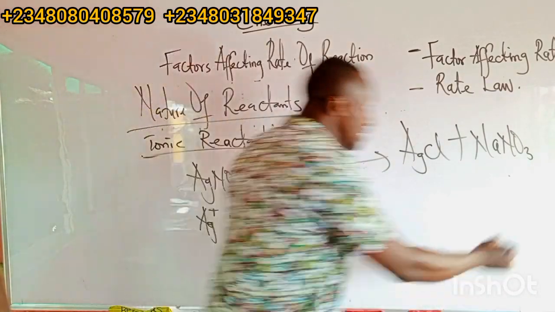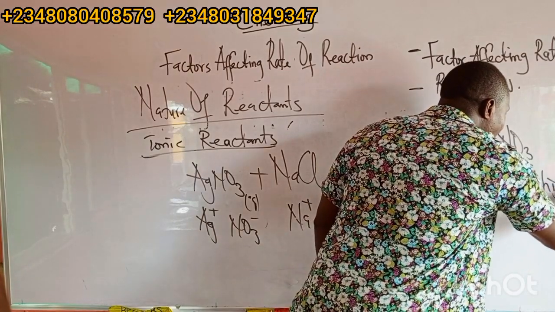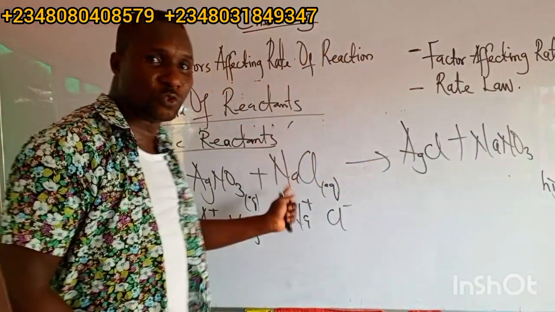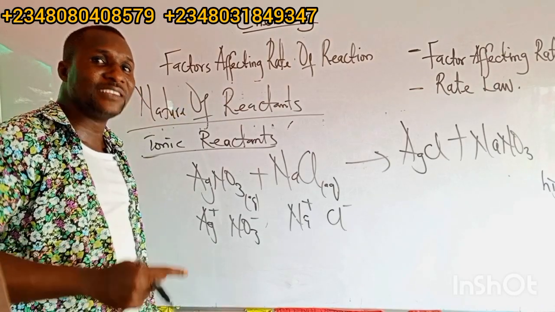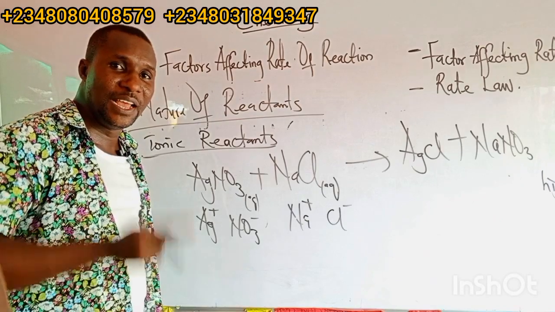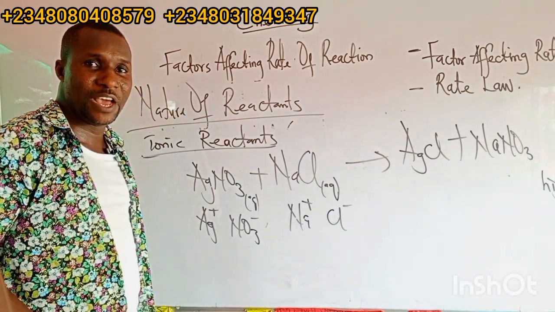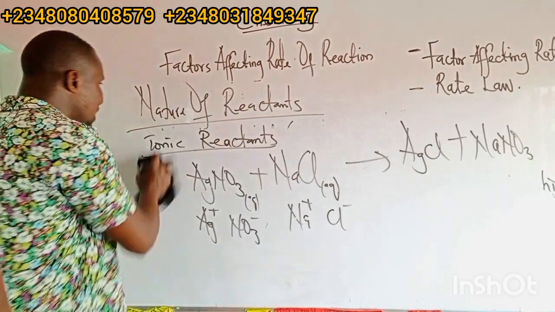This reaction has a high rate of reaction compared to the first one I wrote. Ionic reactant has a higher rate of reaction compared to what? Covalent reactant or molecular reactant. Take note of that.